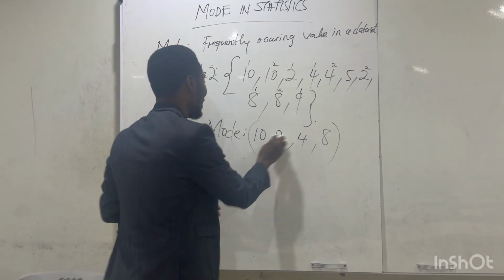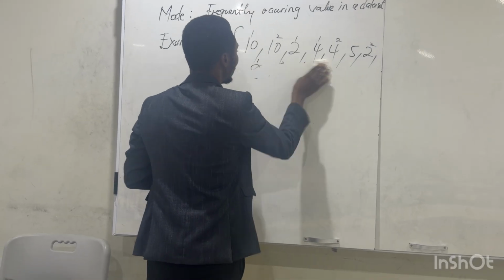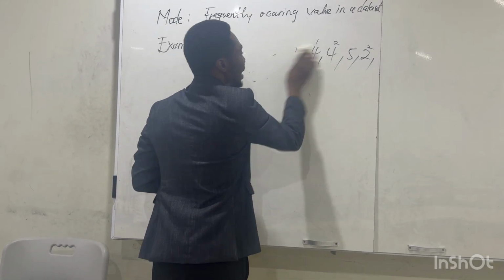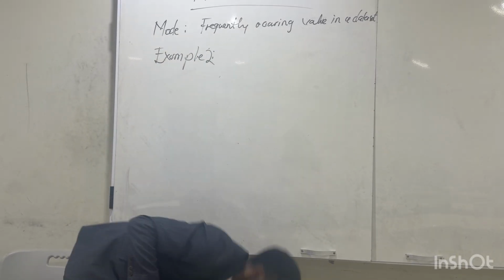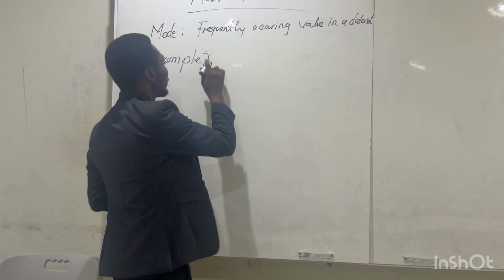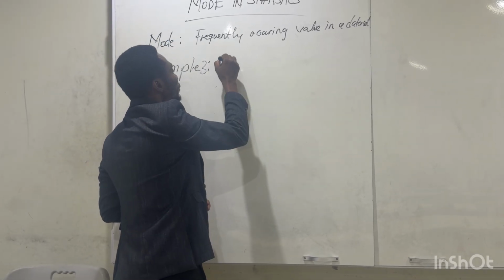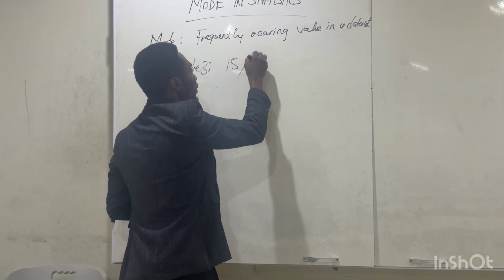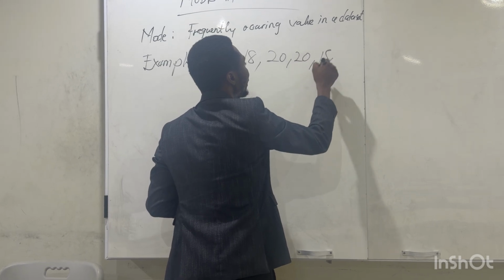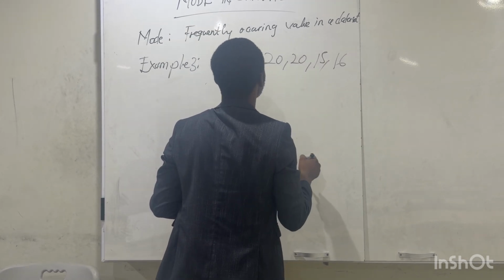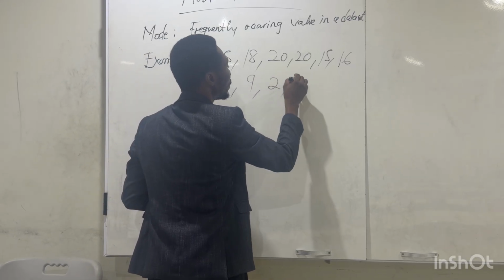Now let's look at another example. We are looking at our last example for a raw or simple data set. So we have 15, 18, 20, 20, 15, 16, 8, 9, 2, 1.